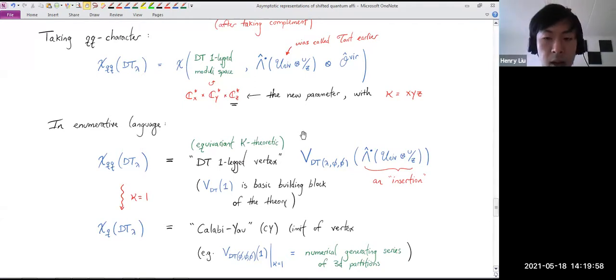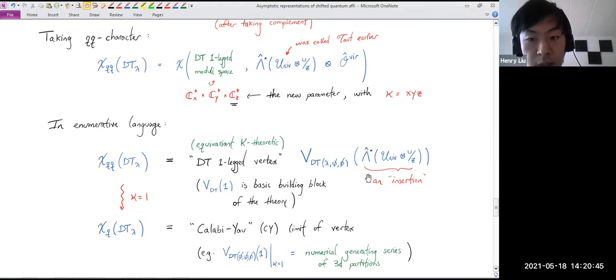Anyways, if you ignore the presence of this insertion and you put no insertion at all, this particular DT vertex really is like the basic building block of most of DT theory. If you know what this object is, then you can compute all DT invariants very explicitly, at least for toric threefolds. Studying this kind of DT vertex is a very important thing to do for not just DT theory, but more generally the enumerative theory of curves inside threefolds.